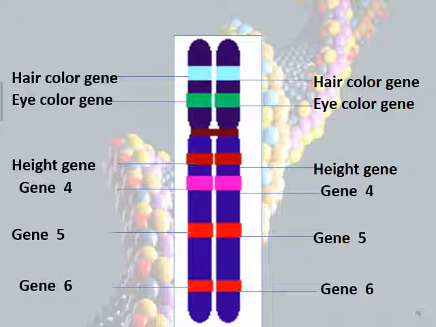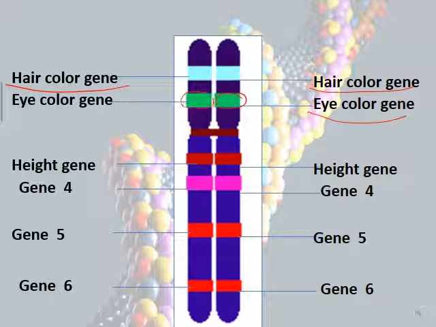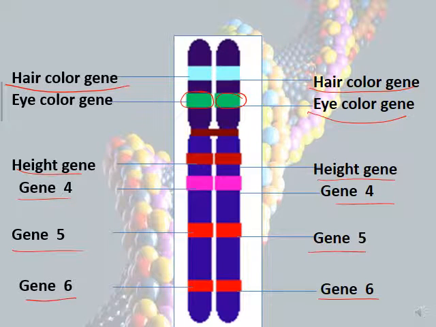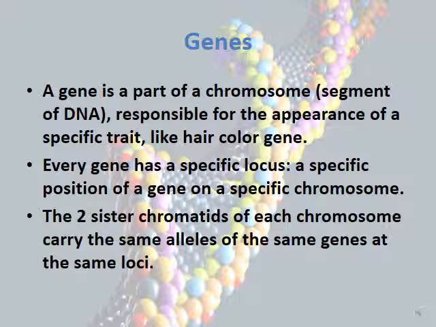So here we have hair color gene on the first chromatid. It should be the same in the second chromatid, in the same locus, in the same position. Eye color gene is present here, so it should be present in the same locus on the second chromatid. Also for height gene, it's gene number 4. They are present in the same locus. Gene 5, gene 6.